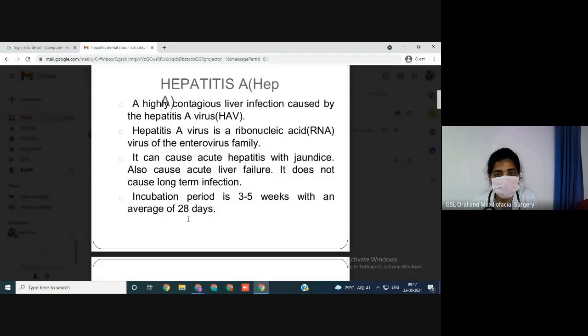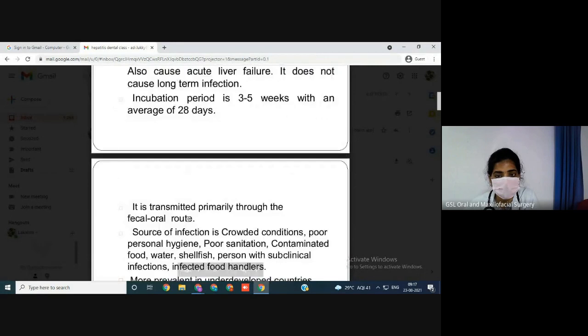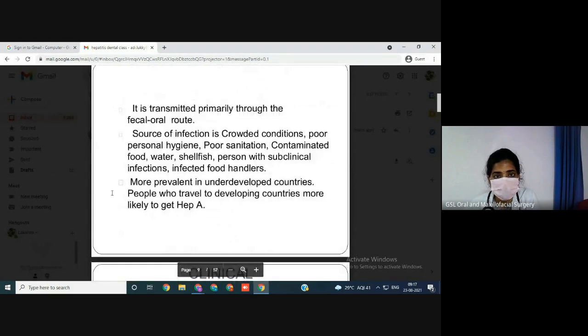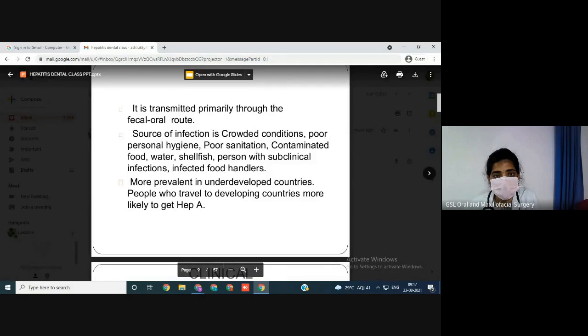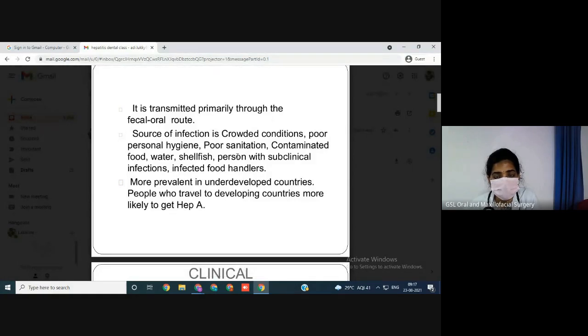The incubation period is 3 to 5 weeks with an average of 28 days. The most common transmission is fecal-oral, that is improper sanitation, unboiled water and all. Sources of infection are infected individuals, poor personal hygiene, poor sanitation, contaminated food, water, shellfish, persons with subclinical infections, and some food handlers. It is more prevalent in underdeveloped countries.